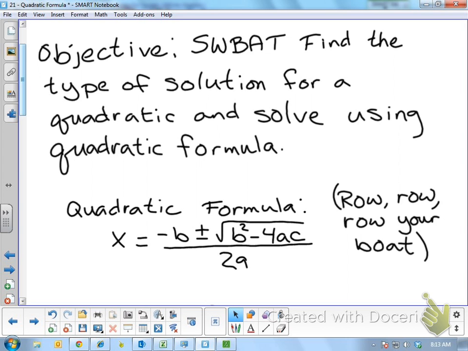Okay, there we go. So I ignore the x equals and I start at the negative b. Negative b plus or minus square root of b squared minus 4ac all over 2a.